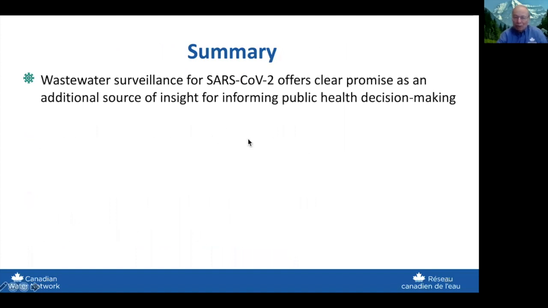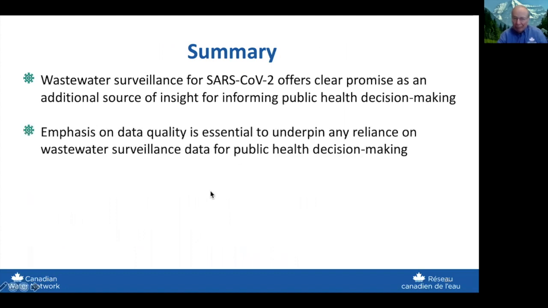The wastewater surveillance for SARS-CoV-2 offers clear promise of providing additional insight for informing public health decisions. There needs to be an emphasis on data quality if we're going to underpin any reliance in wastewater surveillance data. So recall my comment that bad data is worse than no data.